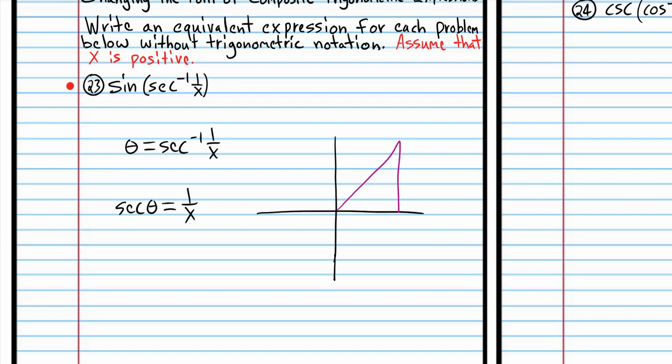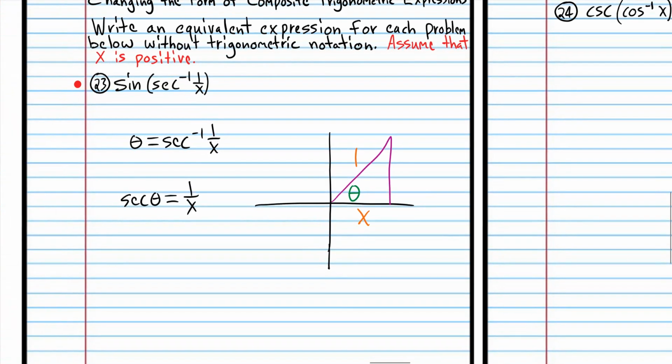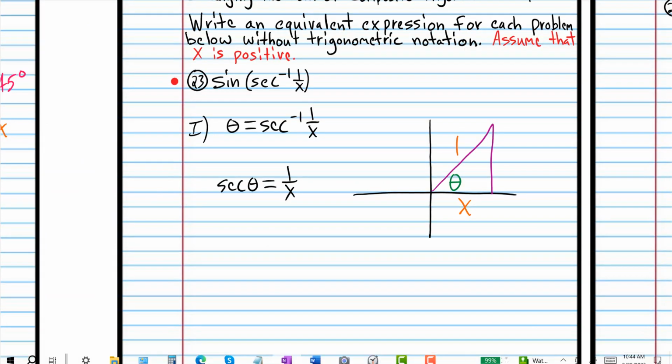So it says that secant theta is equal to 1 over x. This angle here is going to be theta, and that tells us secant theta is equal to 1 over x, so secant is the hypotenuse over the adjacent side. So I'm going to assume that 1 is the hypotenuse and x is the side adjacent. So now let's move on to part 2 of the problem.